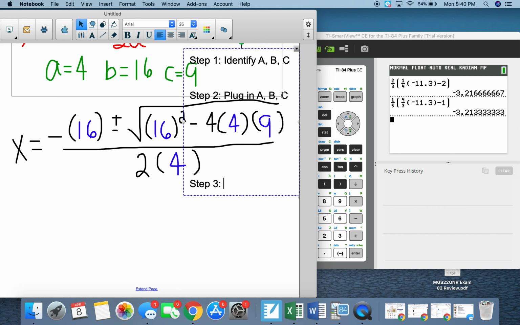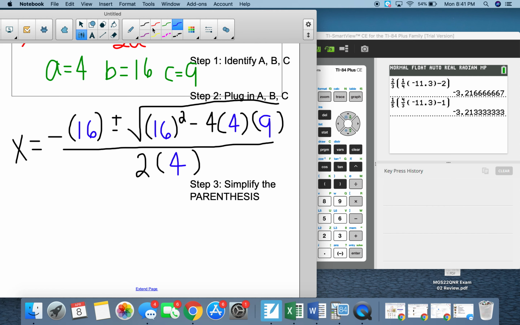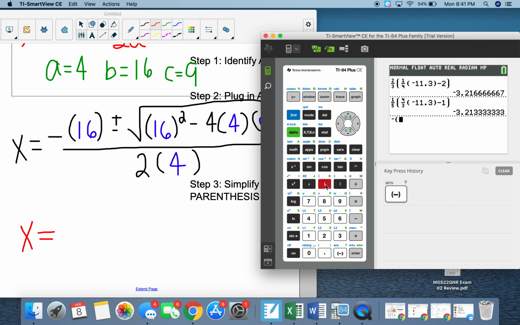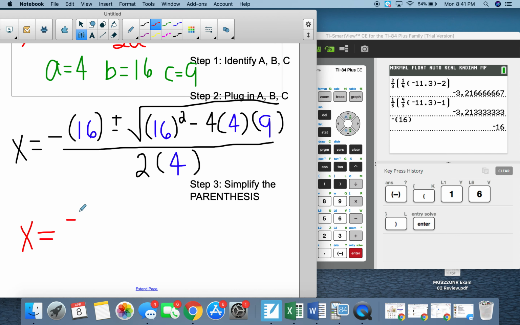Step 3 is going to be simplify the parentheses. So we're working just with the parentheses. We want to get rid of the parentheses. So I have x equals, well, here are the parentheses that I can get rid of. Negative parentheses 16, you got this, it's just negative 16. But we can always use our calculator to check. So negative 16, I don't know what to do with the plus or minus, so bring it down. I don't know what to do with the square root, so bring it down.